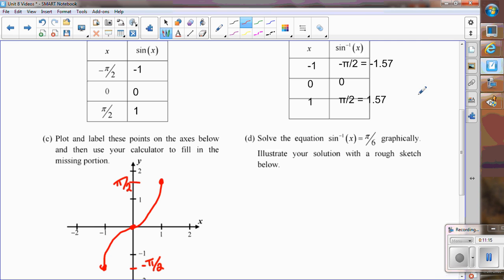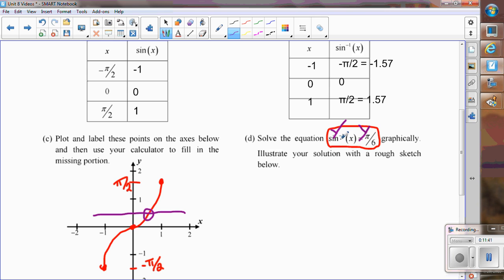Going back over to the notes, it says solve the equation graphically. So what you can do is figure out where pi over 6 is and draw a horizontal line, because this would be y equals on this side and y equals on this side. So where would pi over 6 be? It would be around here, a third of the way up. That's not very helpful because we don't know what that answer is, or do we?